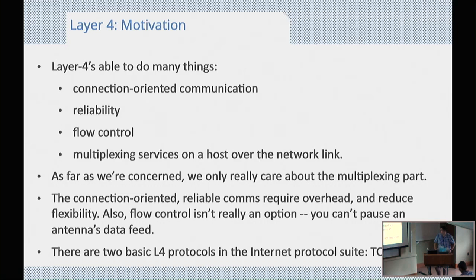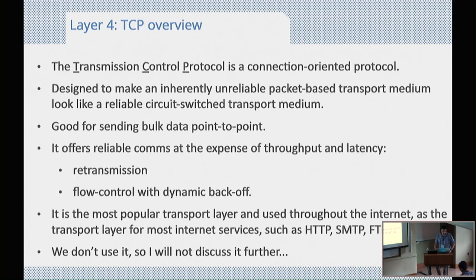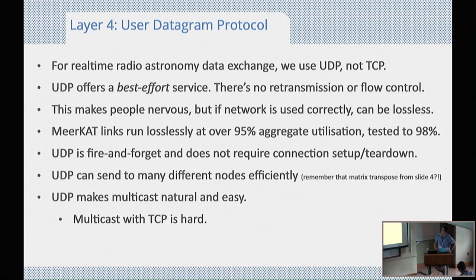There are two basic layer 4 protocols in the Internet Protocol suite, TCP and UDP. TCP is the one that is connection-oriented. It tries to build a reliable link on top of an unreliable transport medium. And it does this by resending packets or asking the transmitter to slow its sending. That's not an option in real-time radio astronomy. So instead, we use the User Datagram Protocol, UDP. UDP is a best effort service. It's a fire and forget thing.